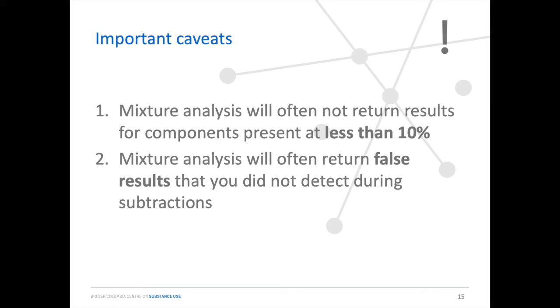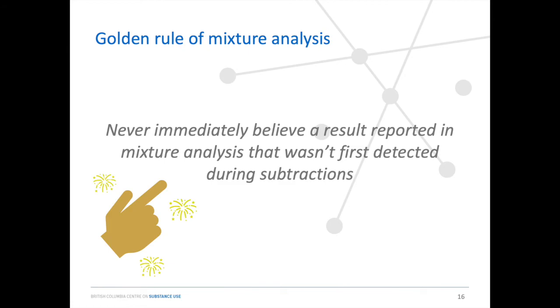Second, similarly, mixture analysis will often return false results that were not detected during the subtractions. As it's just trying to recreate the measured spectrum, it can return false results. The golden rule of mixture analysis is to never immediately believe a result reported by it that wasn't first detected during the subtractions. If something is reported that you did not see during the subtractions, you can definitely go back and reevaluate, but just don't believe it right away. Mixture analysis is only for aiding in the estimation of proportion or percentage, not for identifying additional components.